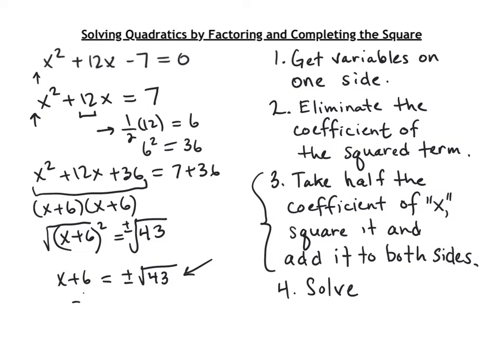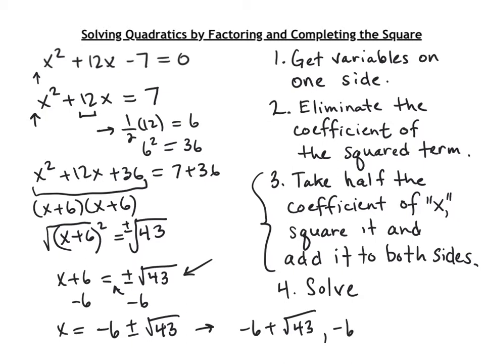So get x by itself, take a 6 off each side, and typically you put that 6 in front, and here you would say your answer then is negative 6 plus or minus the square root of 43. If you need to, in WAMAP, for example, you can write that as two answers, negative 6 plus root 43, comma, negative 6 minus root 43.